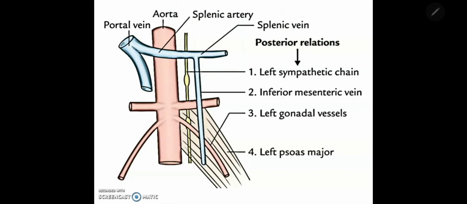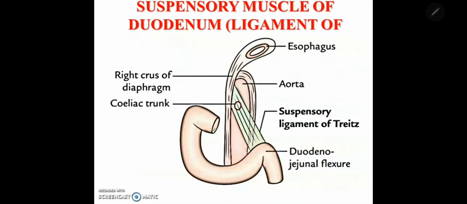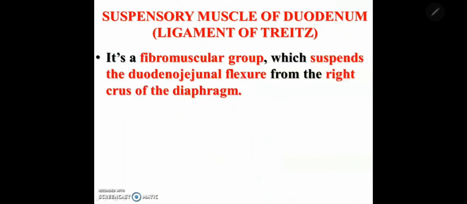You can again just reiterate here: left sympathetic chain, inferior mesenteric vein, left gonadal vessels that you can see, and left psoas major muscle. And coming to the suspensory ligament of Treitz or suspensory muscle of the duodenum, you can notice here it is suspending the DJ flexure. That's why it is called the suspensory ligament of Treitz or suspensory muscle of duodenum.